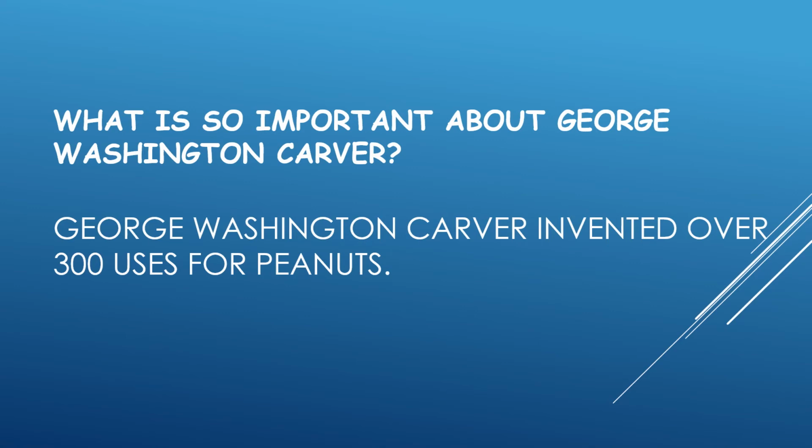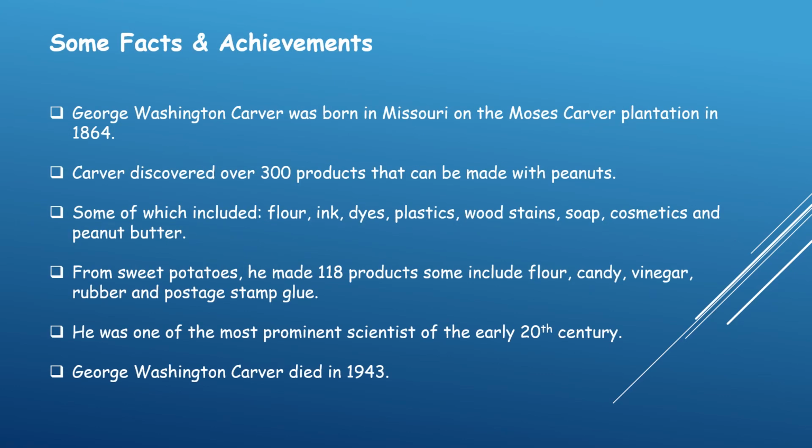Well, you might be asking yourself, what is so important about George Washington Carver? Well, George Washington Carver invented over 300 uses for peanuts. Facts and achievements. George Washington Carver was born in Missouri on the Moses Carver plantation in 1864.